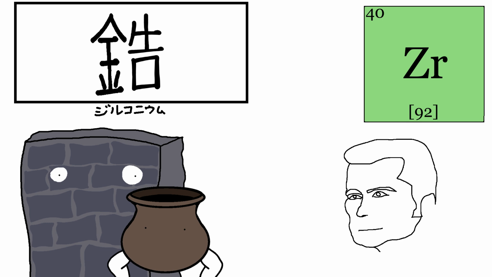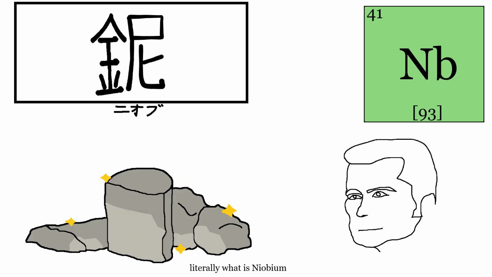Zirconium is written like this. It's called gao in Chinese. Why? You're asking the wrong guy. I know I got at least 2 Chinese viewers, maybe you should ask them. Niobium is written like this. Ni. You could tell a German gave us this word because it's just niobu in Japanese.